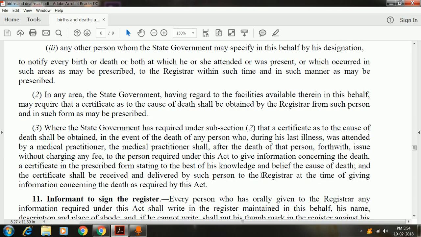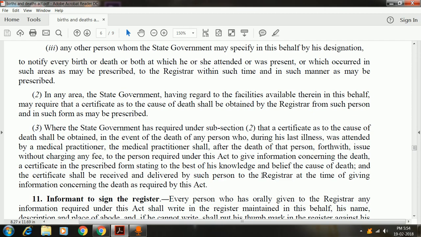person died, and a medical practitioner again is required to forthwith issue, without charging any fee to the person required under the act, any information concerning the death or a certificate in the prescribed form stating to the best of his knowledge and belief the cause of death, and the certificate shall be received and delivered by such person to the registrar at the time of giving information concerning the death as required by this act.